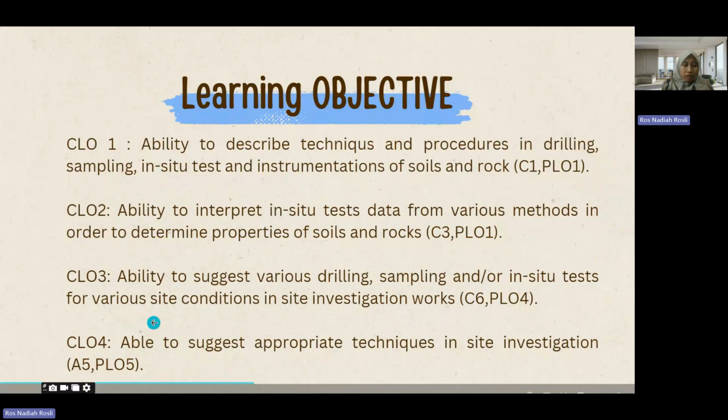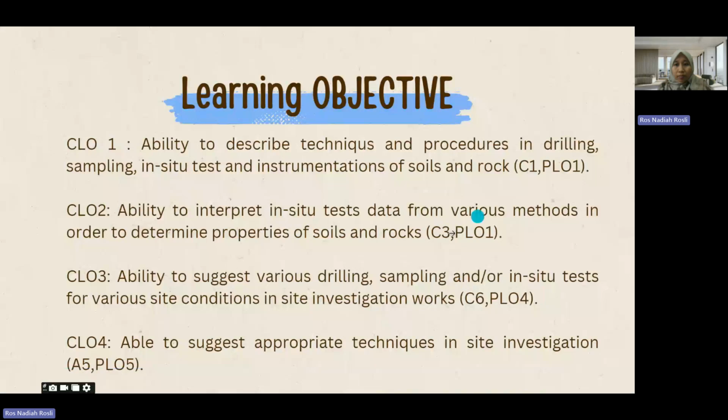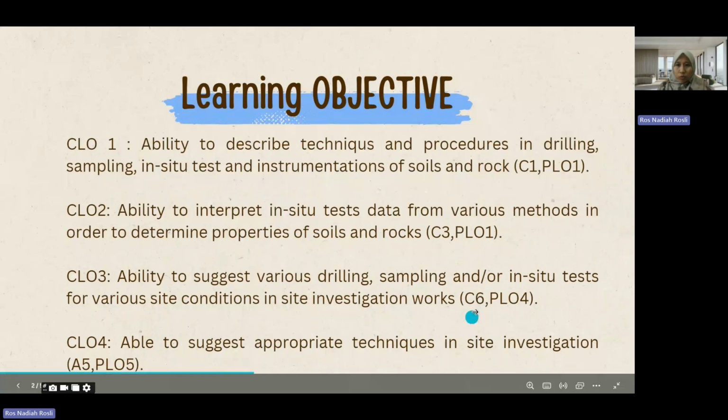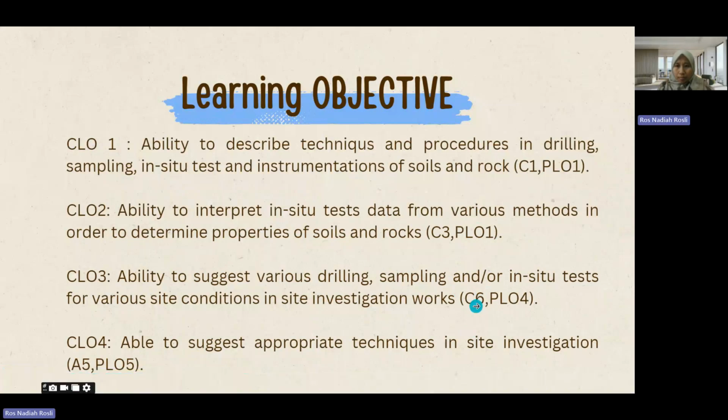A5 is the Bloom taxonomy. The C is the cognitive and the A is the affective. The highest C number is 6, which is the toughest. We can say that this is high taxonomy compared to this one, which is low taxonomy. So that is the level of learning.